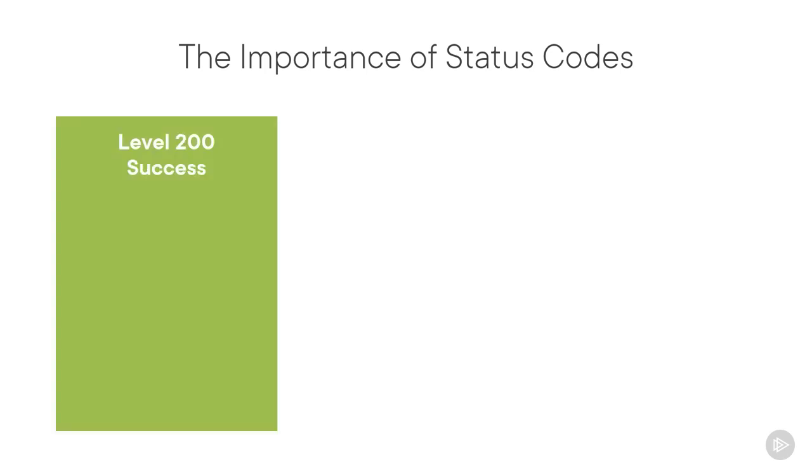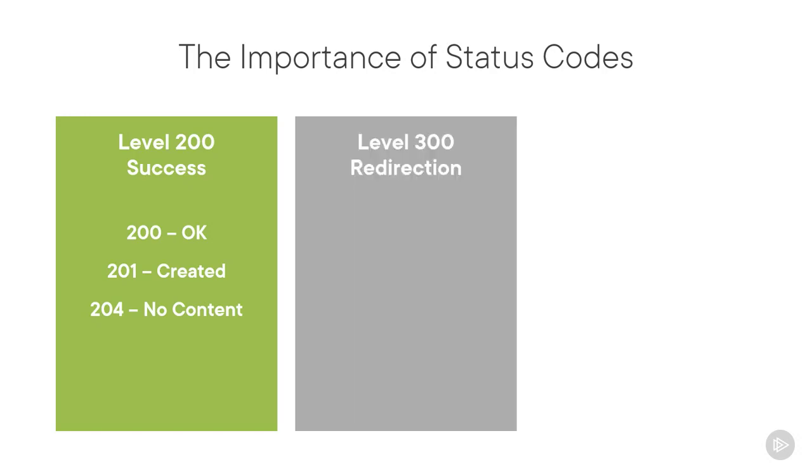The level 200 status codes mean the request went well. The most common ones are a 200 OK for the successful GET request, a 201 created for the successful request that resulted in the creation of a new resource, and 204 no content for the successful request that shouldn't return anything, like delete. Level 300 status codes are used for redirection, for example to tell a search engine that a page has permanently moved. Most APIs don't have a need for these.